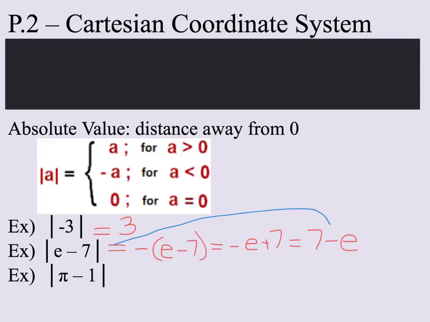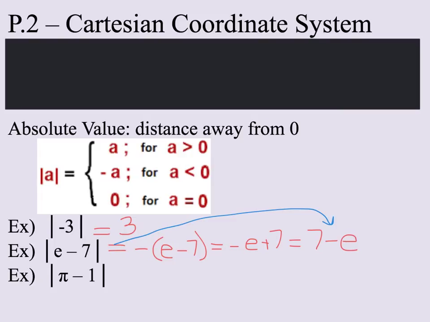is 7 minus e. And again, what we're doing is deciding if the value inside the absolute value is positive or negative to start. If it was positive, then the answer will just remain the same. It will remain that positive value, whatever it started with. But if it's negative inside there, we know the absolute value of a negative number is positive. It's the opposite sign. So we did the opposite of what we had inside.